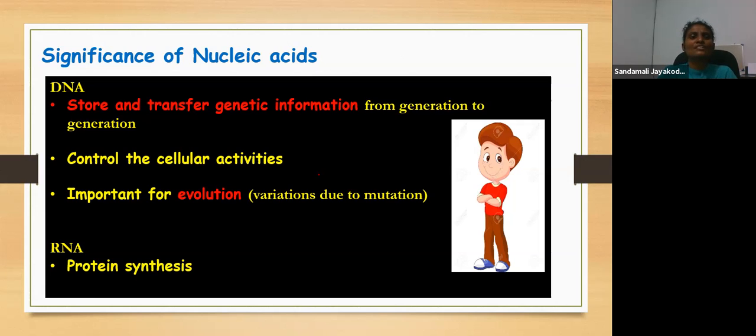All the information is mentioned here. What is our hair color, what is our height, and what is our skin color, all of each thing, and all the features, everything is mentioned in our DNA. So it's really important for us. And then it controls our cellular activities.